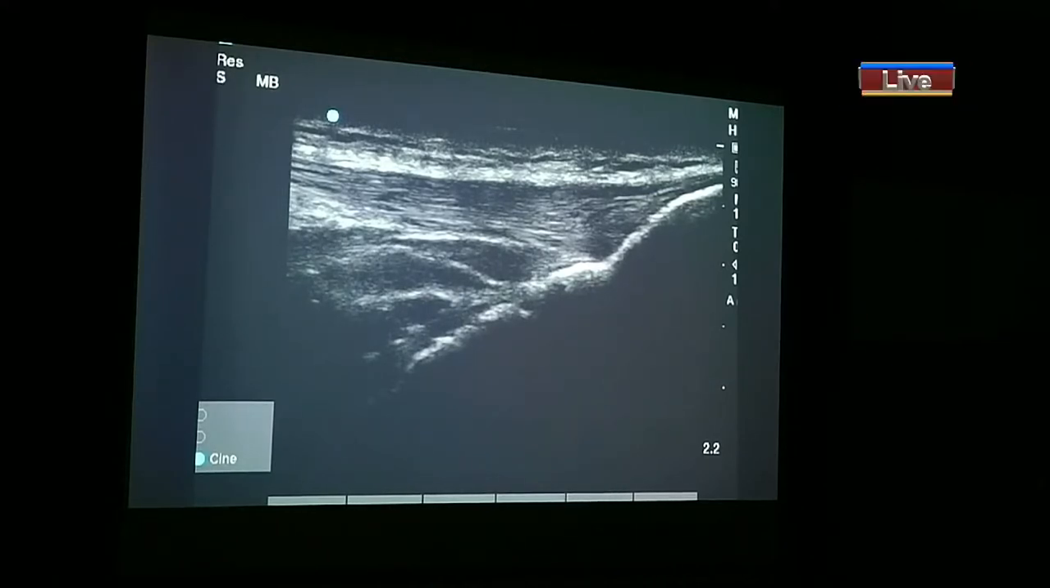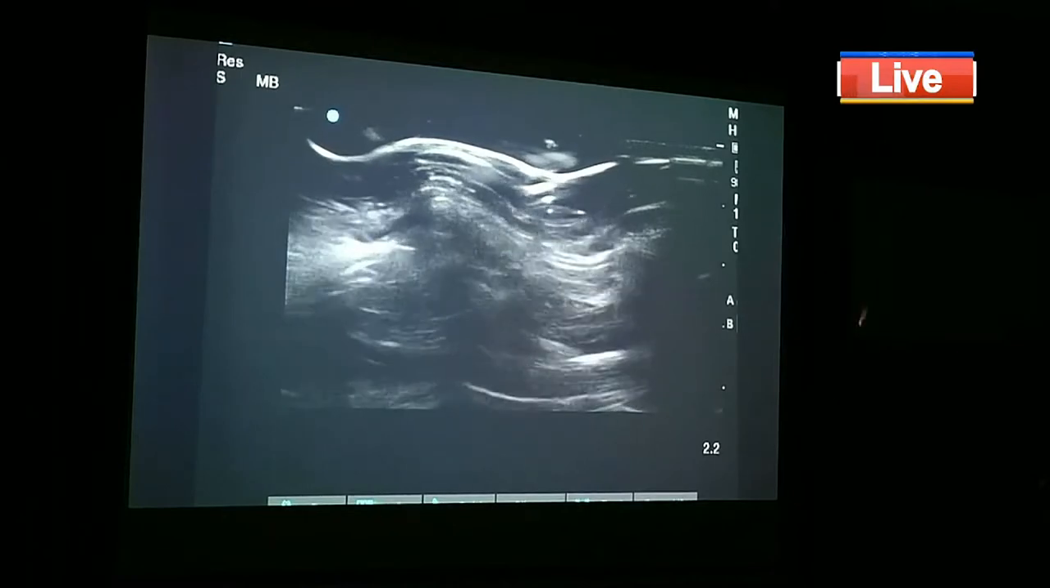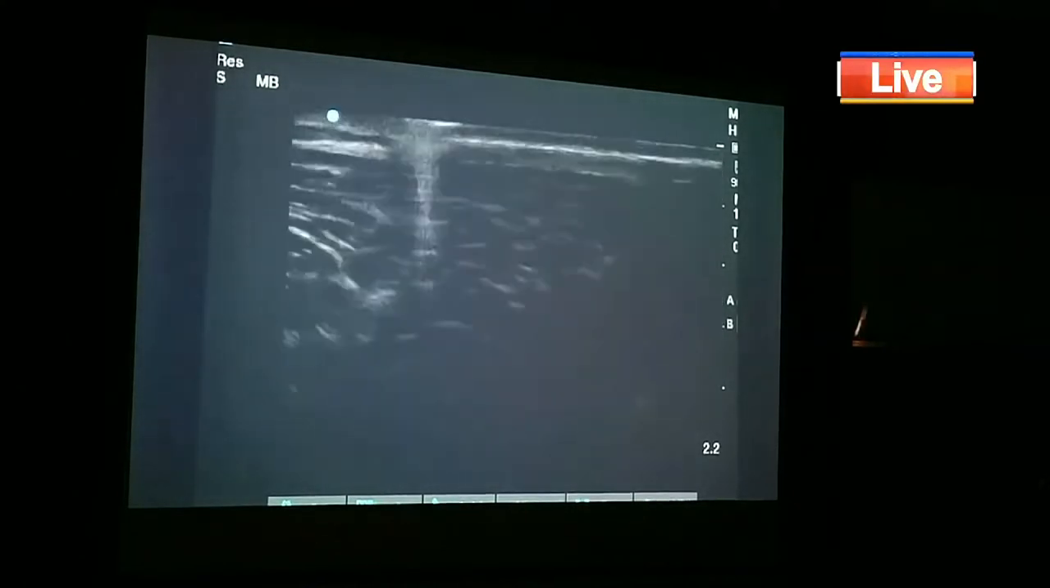Okay, now we go on to the genicular nerves, because we have a case for that, so I want to demonstrate that, and then we go to the OB. So how many genicular nerves are there? There are many genicular nerves, but out of which we try and locate 4, and actually most of us block 3, and these are only the sensory supply to the joint, not the skin.